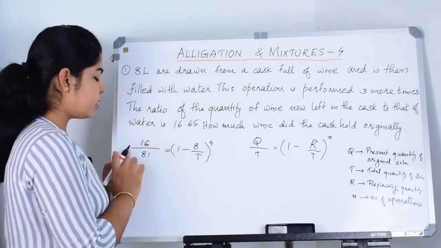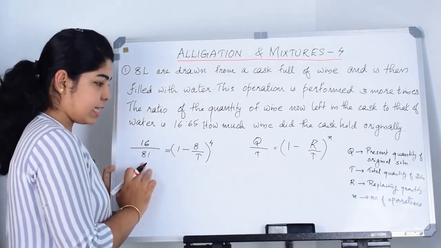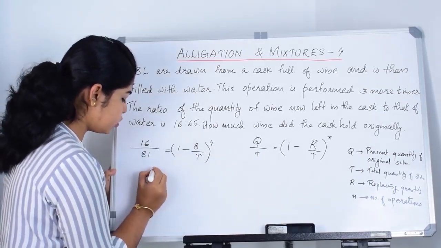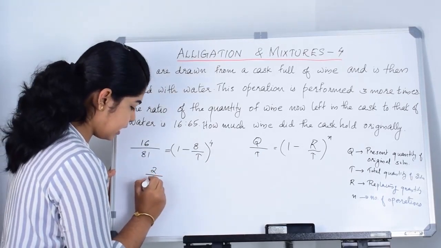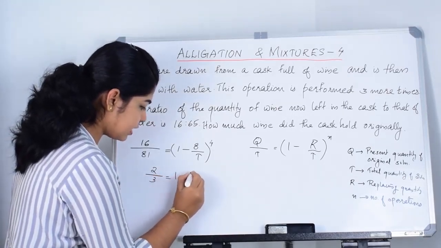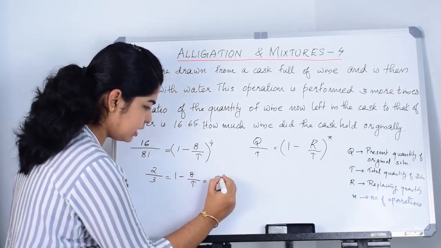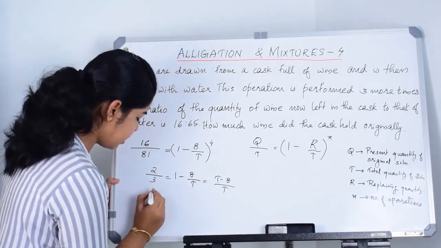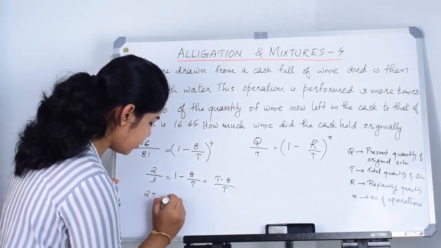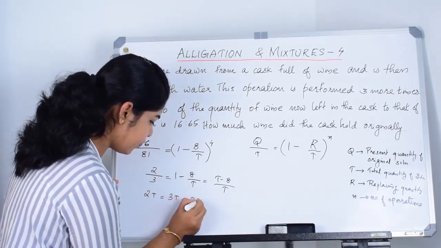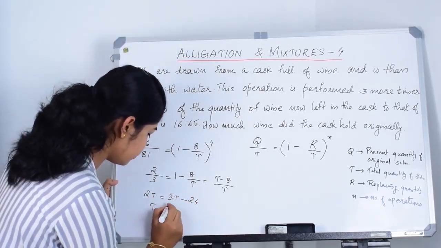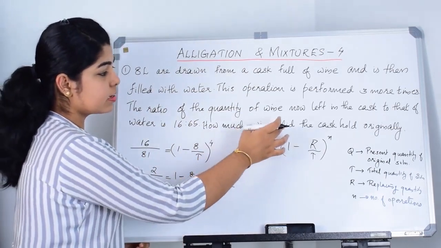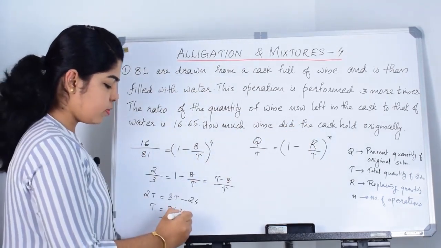Next step, we need to find the fourth root of 16 and the fourth root of 81. Then we can cancel this 4. So the fourth root of 16 is 2 and the fourth root of 81 is 3. Then we can write 1 minus 8 by T, which is T minus 8 by T. Now by cross multiplying this equation, we will get 2T is equal to 3T minus 24. Then T is equal to 24, and this is our final answer. That is, the quantity of wine that the cask held originally is 24 liters.